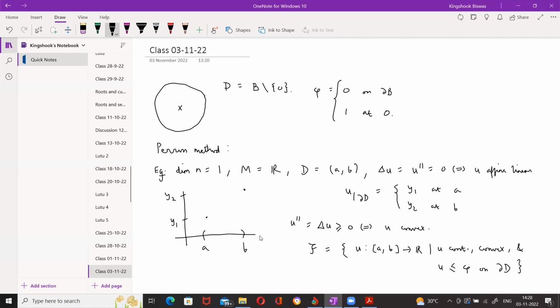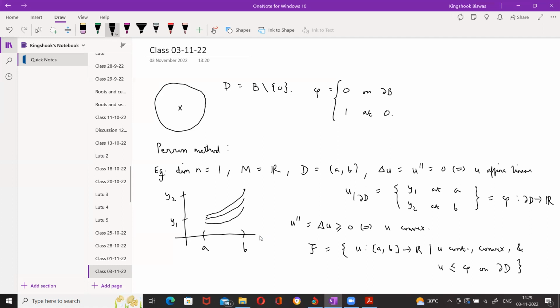This phi is just a function on a 2-point set which takes the value y1 at A and y2 at B. I'm calling this boundary function phi, right? So I look at all convex functions which are less than or equal to phi on the boundary. That just means u is less than or equal to y1 at A and y2 at B, so I'll get convex functions like this, or like this, or like this.